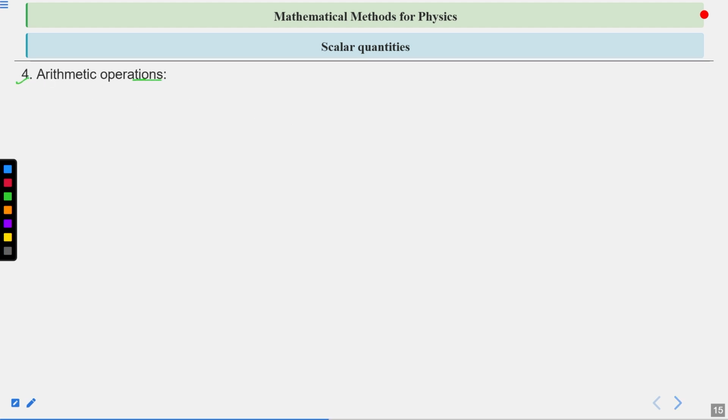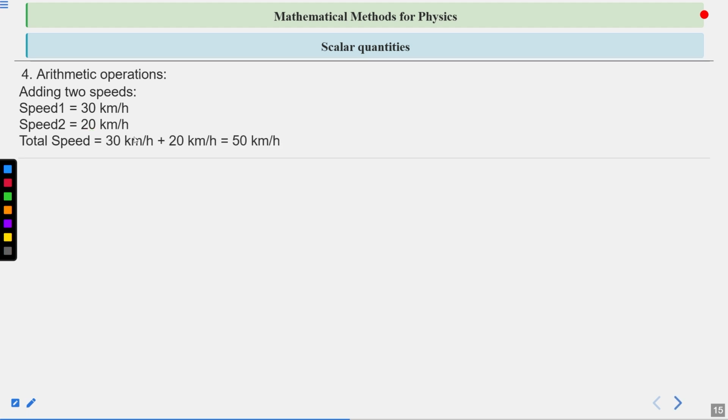Arithmetic operations. Adding two speeds. Suppose we have two speeds. First speed is 30 km per hour. Speed is a scalar quantity. It has only magnitude. Second speed is 20 km per hour. Then the total speed is what? We can add both. Speed 1 plus speed 2, that is 30 km plus 20 km is equal to 50 km. Clear? Yes or no?